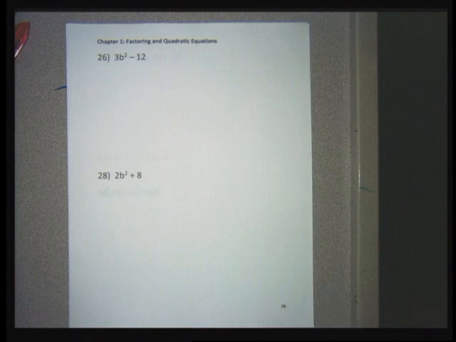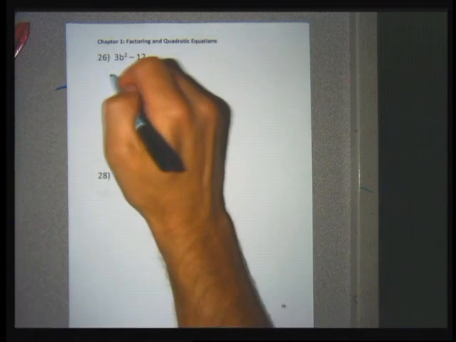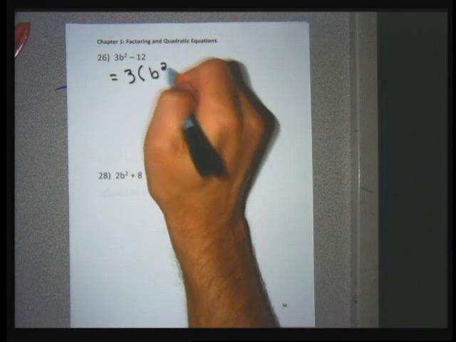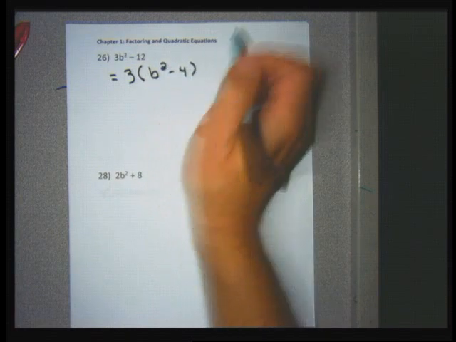Both 26 and 28 have common factors, which means they're not prime. Any problem that has a common factor is not considered prime. In 26, the common factor is a 3. When I factor out a 3, inside the parentheses I'm left with a b squared minus 4.